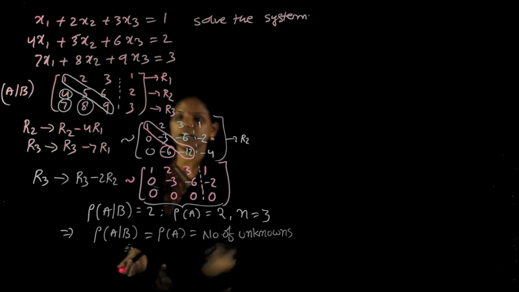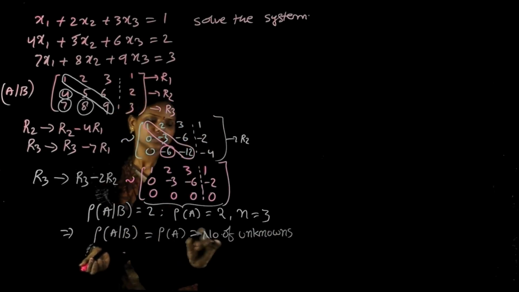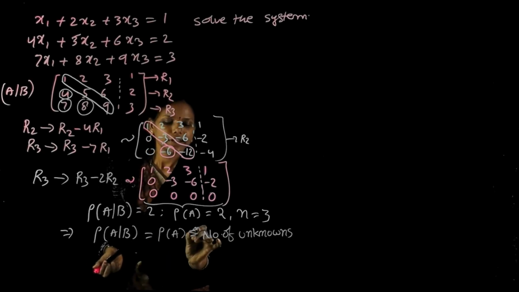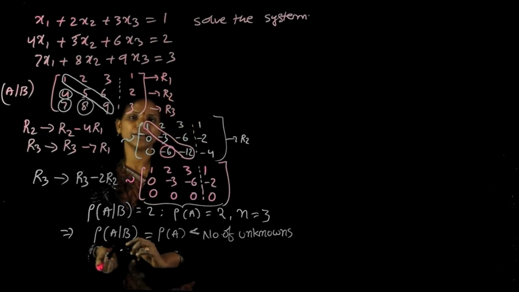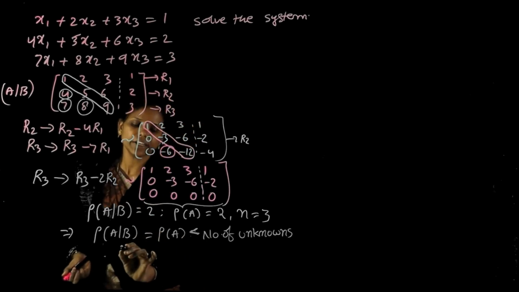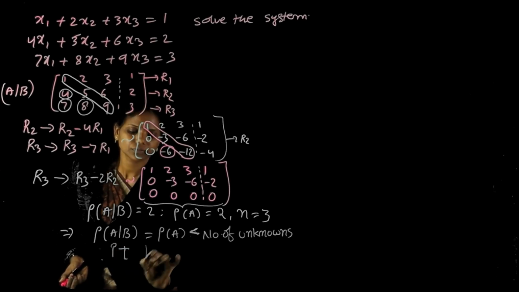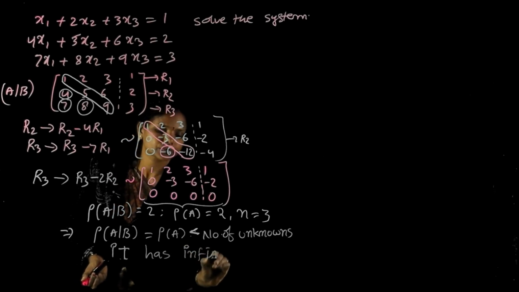By this, what can we conclude? This system has a unique solution? No. The rank is less than the number of unknowns. This system has infinitely many solutions.